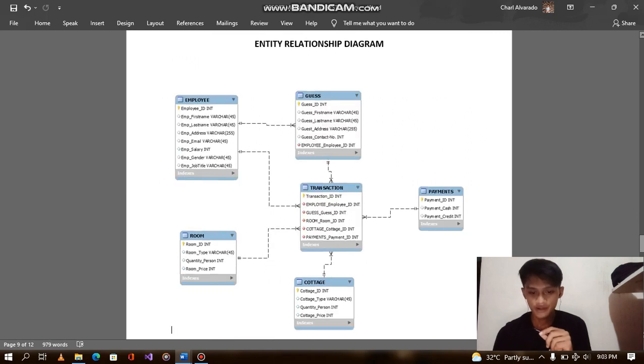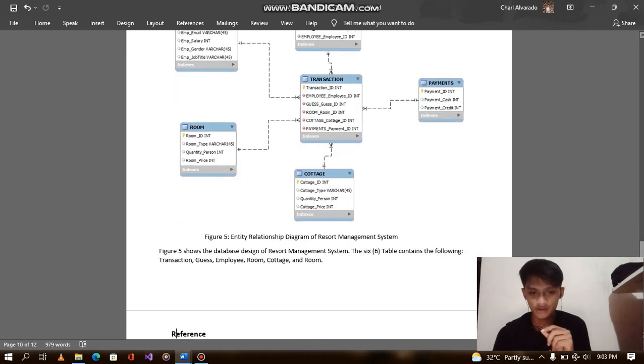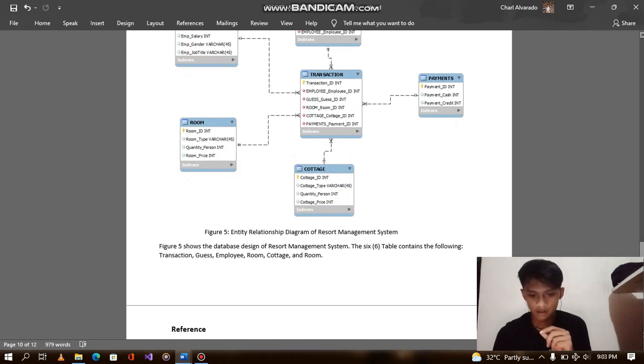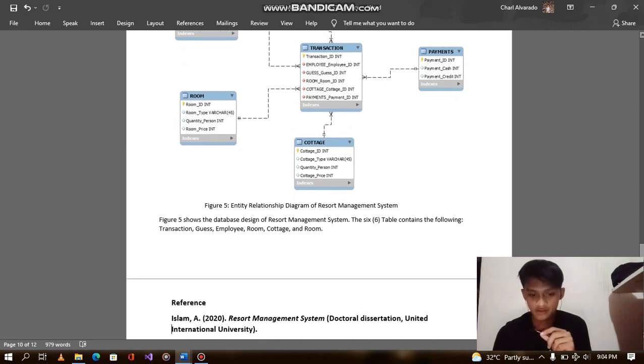And the last is entity relationship diagram, ERD. The entity relationship diagram of the resort management system shows the database design of the resort management system. The sixth table contains the following transactions: guest, employee, room, cottage, and payments. That's all, and thank you.